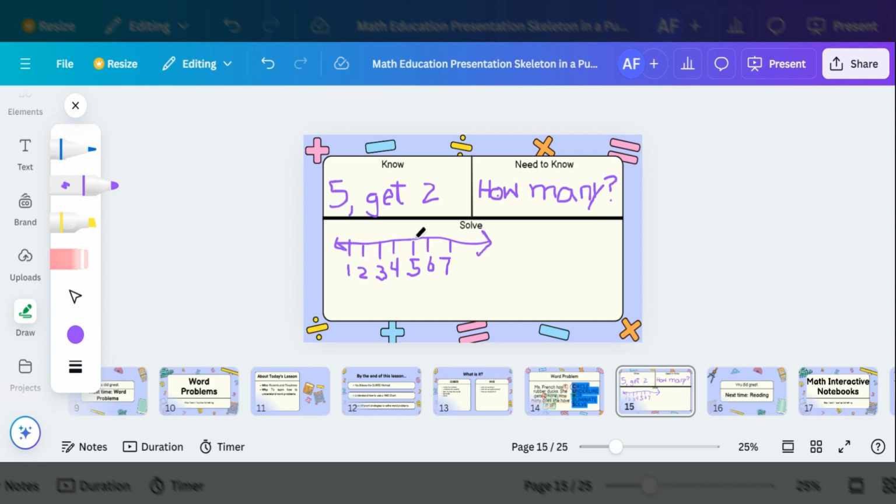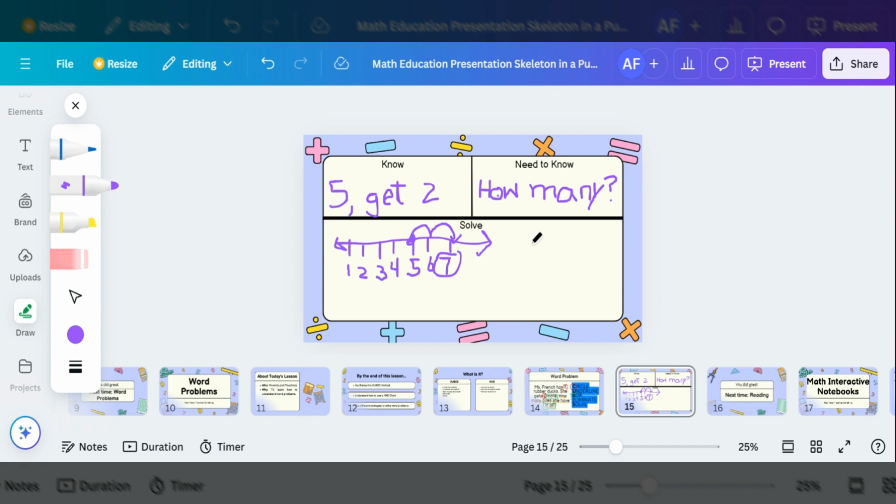They'll tell you that they started on 5 because that was the number we annotated in the problem. And they jumped 2 times because that was the other number in the problem. It said we started with 5 and we got 2 more. And then I'll ask them, well, what number did we land on? And they'll tell me 7. And then I'll find another student, thank you, so and so. So and so, how did you solve it?